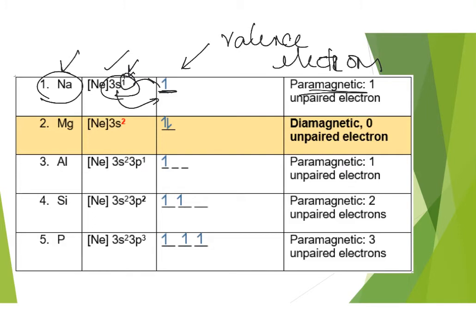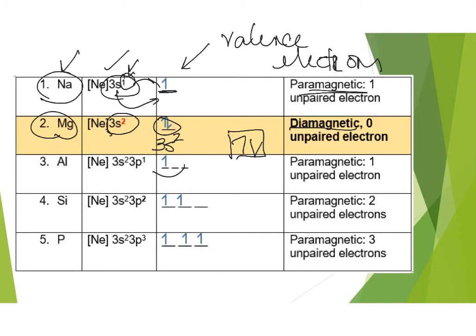Let's look at a couple more of them. Magnesium, on the other hand, has highest energy or valence electrons of 3s2. So the 3s orbital, and again, you can draw it with a square or a line or a circle, any of those are perfectly fine. But you can see that the valence electrons are paired in magnesium. So magnesium is diamagnetic, and would not show any attraction to a magnet.